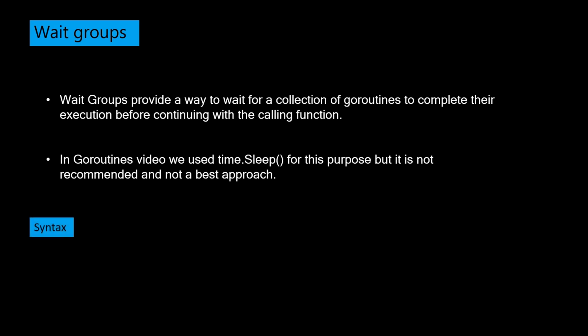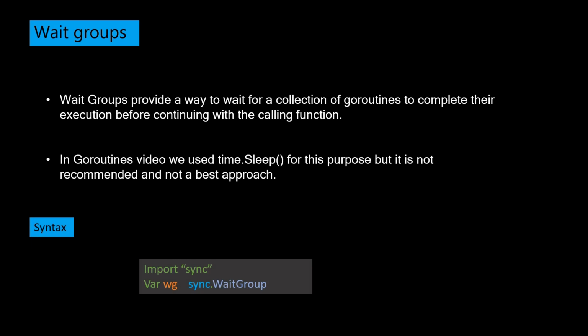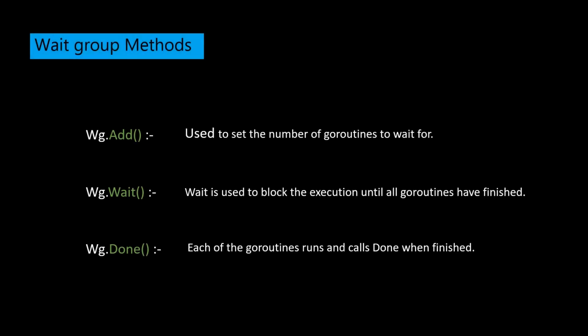Now, let us look at the syntax of wait groups. To use wait groups, we need to import the sync package and we can call sync.WaitGroup. WaitGroup has three methods. The first one is Add. It is used to set the number of goroutines to wait for. Another one is Wait. Wait is used to block the execution until all the goroutines have finished. And the last one is Done. Each of the goroutines runs and calls Done when finished.